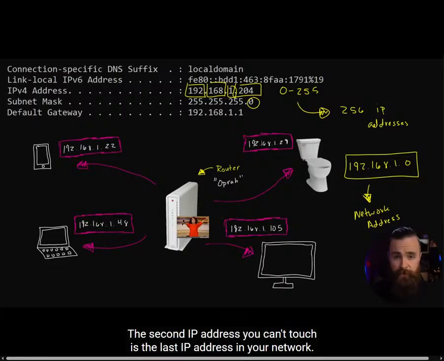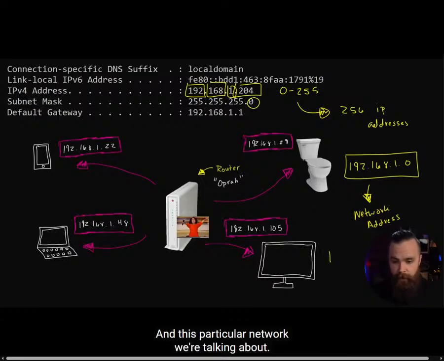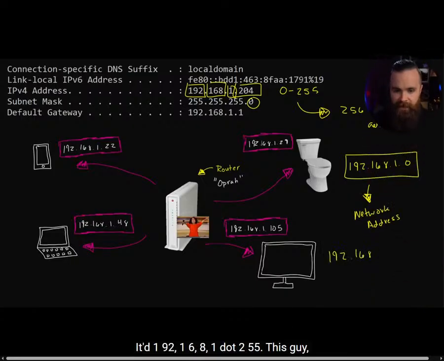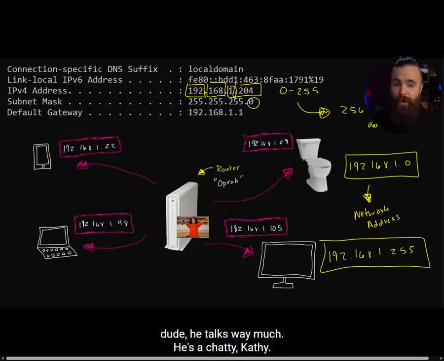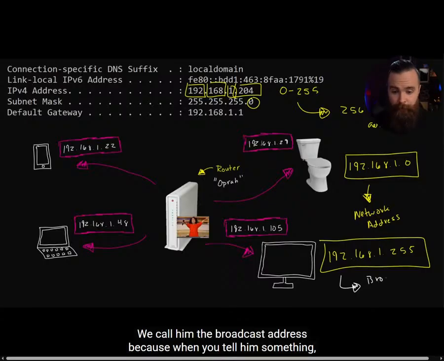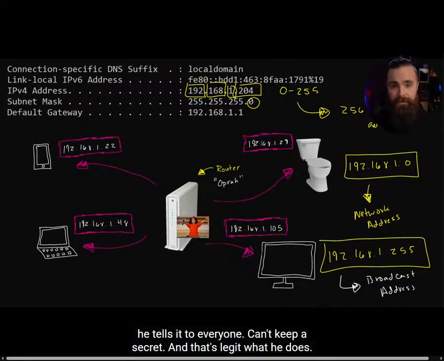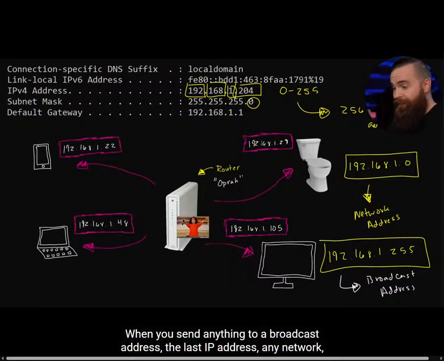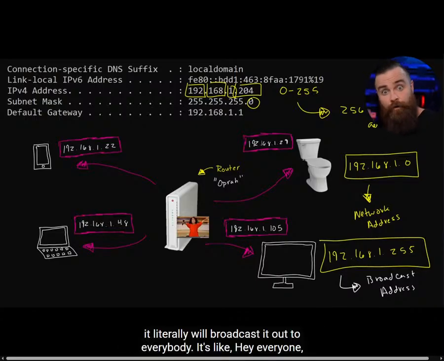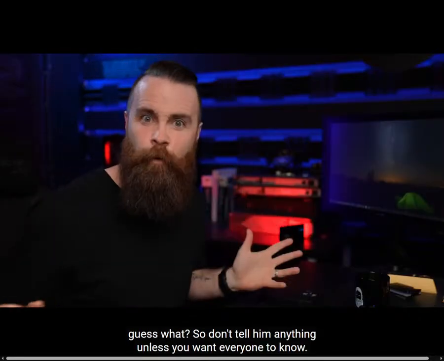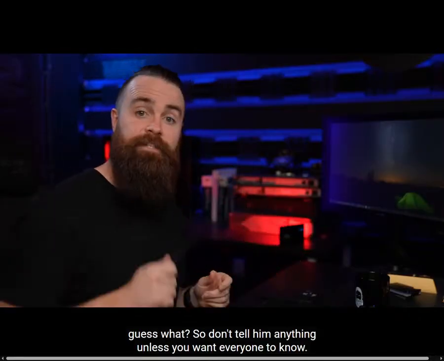The second IP address you can't touch is the last IP address in your network. In this particular network we're talking about, it'd be 192.168.1.255. This guy, dude, he talks way too much. He's a chatty Cathy. We call him the broadcast address because when you tell him something, he tells it to everyone. Can't keep a secret. That's legit what he does. When you send anything to a broadcast address, the last IP address in a network, it literally will broadcast it out to everybody. It's like, hey, everyone, guess what? So don't tell him anything unless you want everyone to know.